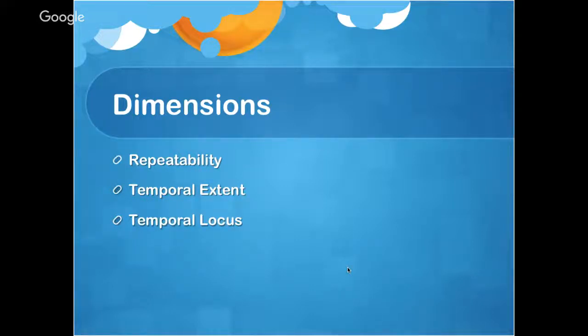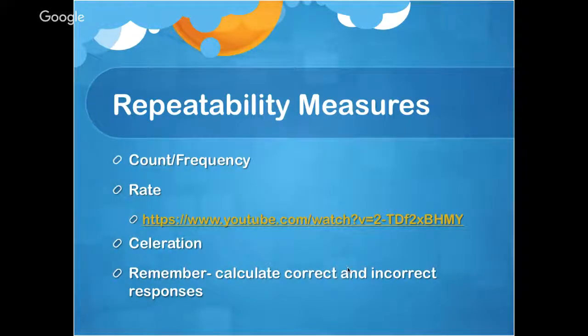Repeatability means that the behavior can be counted. So if you can count the behavior, you might want to choose a repeatability measure. Temporal extent means that you can count the amount of time that the behavior lasts. So if you can time the behavior, you may want to choose a temporal extent measure. And the last one is temporal locus, which means the behavior occurs at a certain time due to other events happening around the client. You may want to choose this type of measure if the behavior always occurs at a certain time. First I want to talk about repeatability measures.